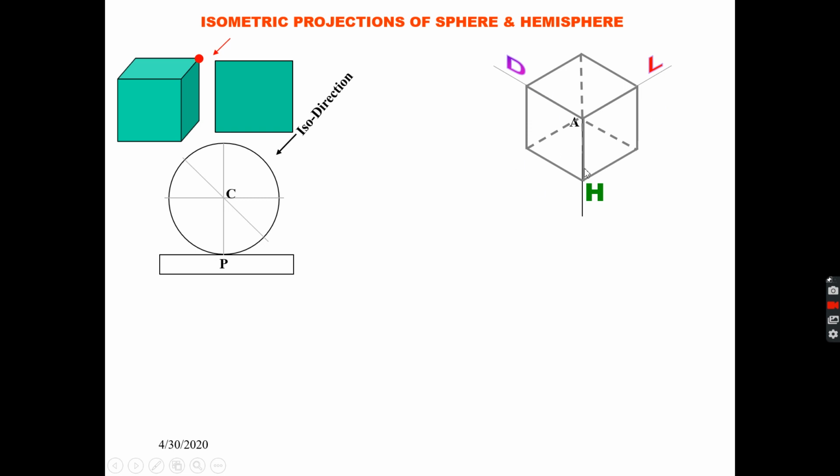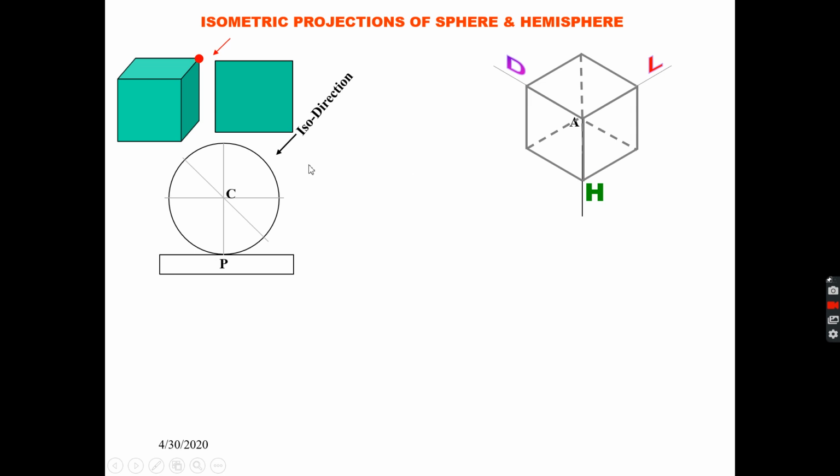This is your front portion. This is your front view, this is your side view, and this is your top view. The dashed line shows the portion that is at the back of the cube, and this point is nothing but this point. So when you look at the cube from the iso direction, the cube will look like this.